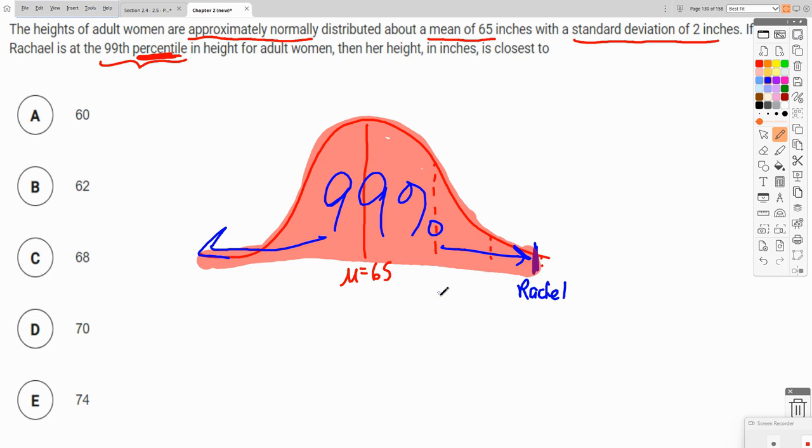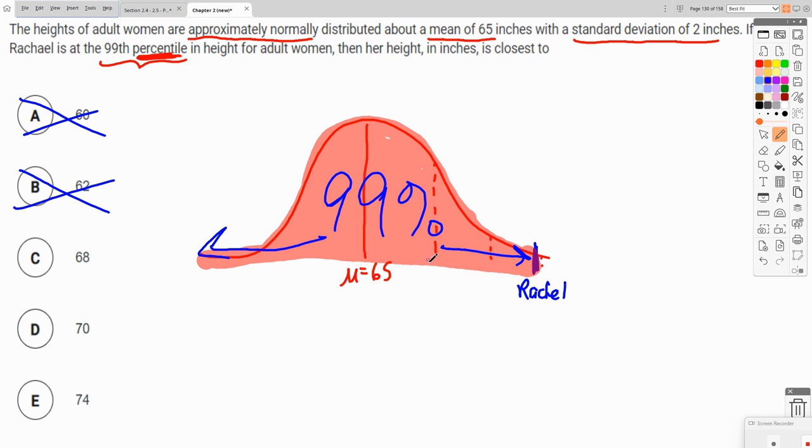So when I look at my answer choices here, is there any possible way Rachel could be 60 inches tall? That would mean that she'd be below the mean. So no. Could she be 62 inches tall? Absolutely not. That would mean that she's below the mean. 68 inches tall. Well, at least now that's above the mean. 70, it's above the mean. 74, it's above the mean. Now, some people would argue, let's just pick the biggest number, right? Because 99, that's so far away, it's got to be the biggest number. But how do we actually figure this out?